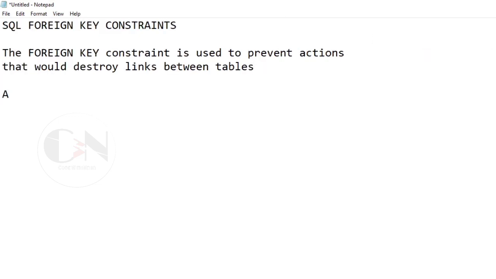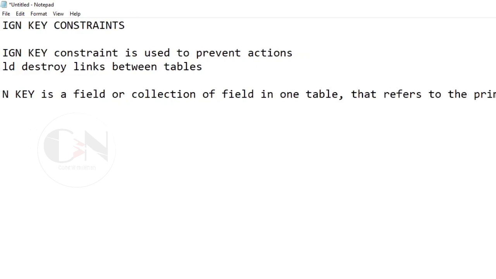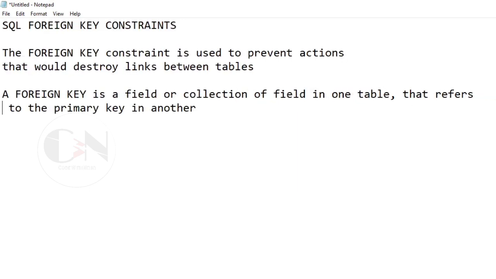A foreign key is a field or collection of fields in one table that refers to the primary key in another table. The table with the foreign key is called the child table, and the table with the primary key is called the referenced or parent table.